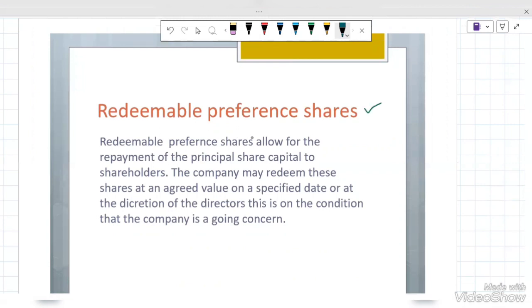Okay. So the second one is redeemable preference shares. Redeemable preference shares allow for the repayment of the principal share capital to shareholders. The company may redeem these shares at an agreed value on a specified date or at the direction of the director. This is on the condition that the company is a going concern. So it means that after some time, most of the time, there is a time limit of 20 years.